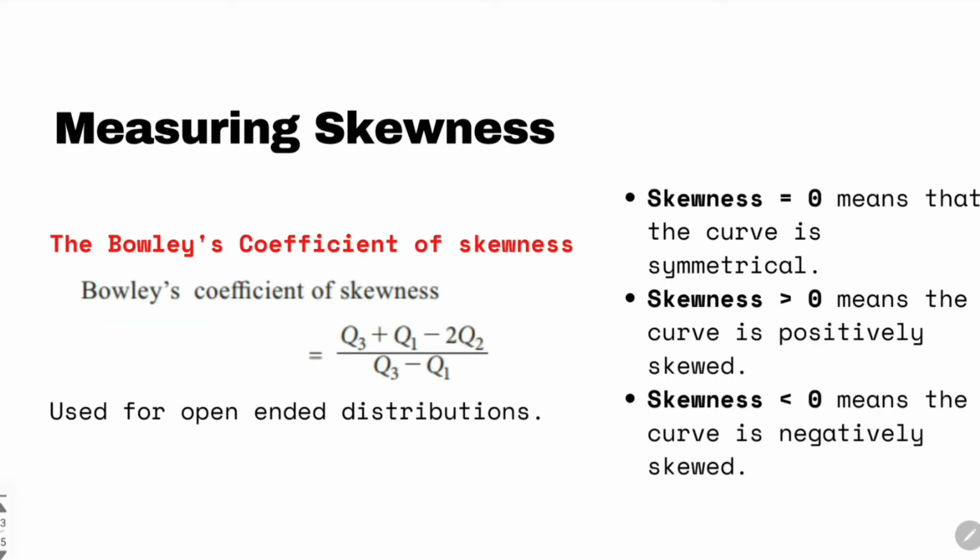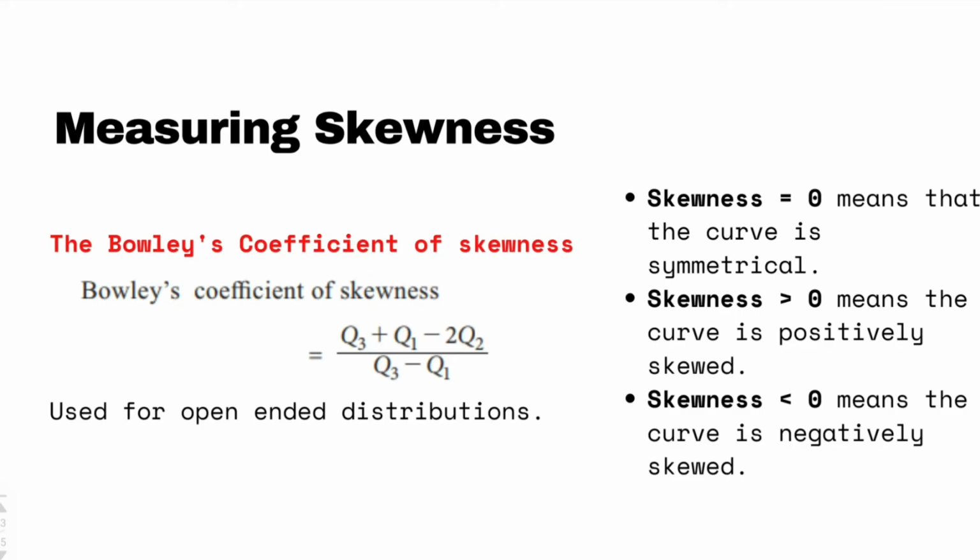And the other one is Bowley's coefficient of skewness. That is used for open-ended distributions, where the first class starts with "lower than" or "less than," and the very last class ends with "more than." For open-ended distributions, rather than finding the mode or median, we find the quartiles and use those to find the skewness.